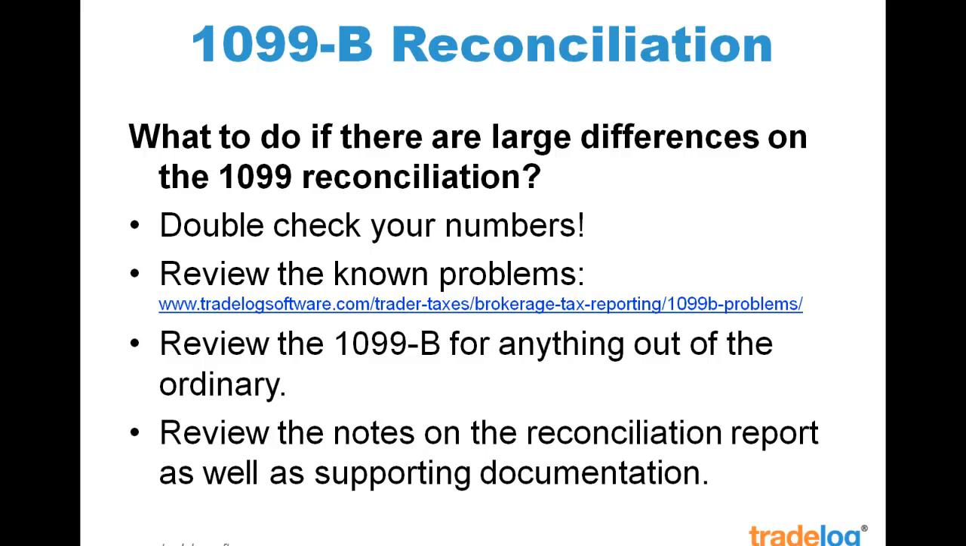What to do if there are large differences? Well, first thing, go back and double check your numbers. Even if you think you had it right, it's not a bad idea to just go back, check the numbers that you got off the 1099, and make sure you entered those correctly. Also, review the known problems. I have a link here to our 1099B problems page. Let me open that up for you.